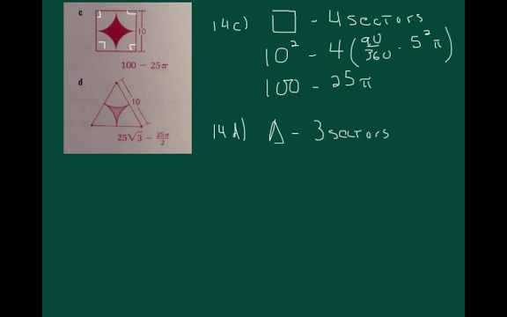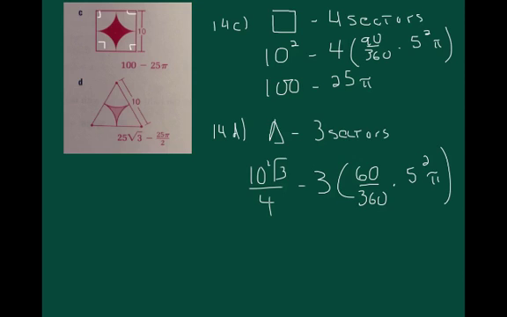The area of this triangle is just going to be 10 squared root 3 over 4, because that's a regular triangle. And then we're going to subtract the 3 sectors. 3 times 60 over 360 times, again, 5 squared, because 5 is the radius of those circles, so the area of them will be 5 squared pi. If we simplify that, we get 25 root 3 minus 25 pi over 2.